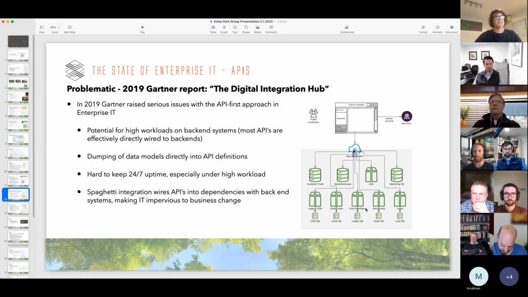And 3/4 of all API transactions are for just data requests. So very basic thing to be doing, but you can overload, especially older systems, you can actually overload these things and tip them over.